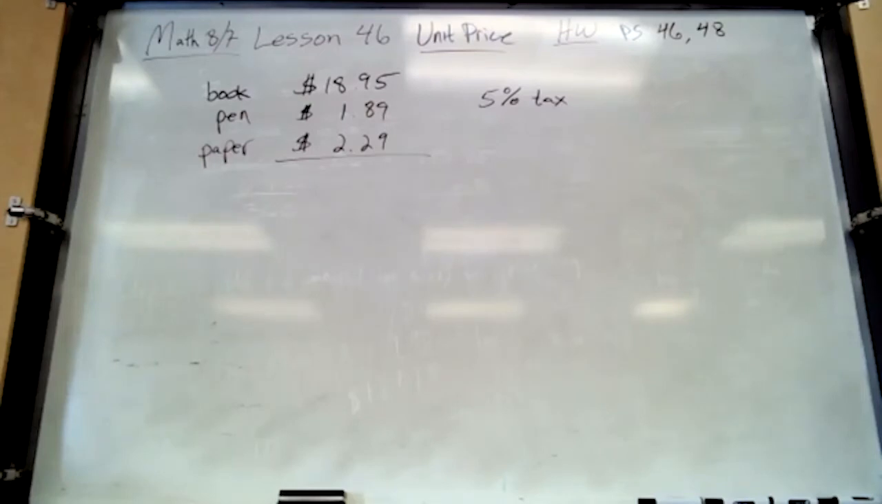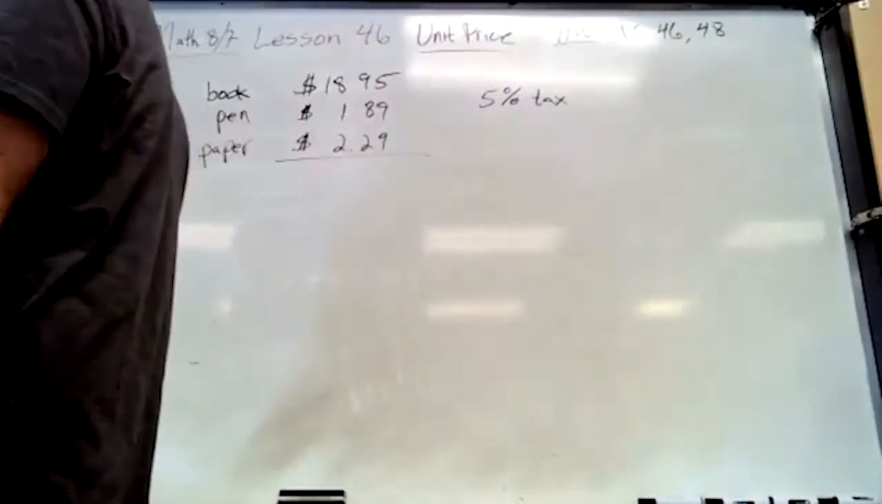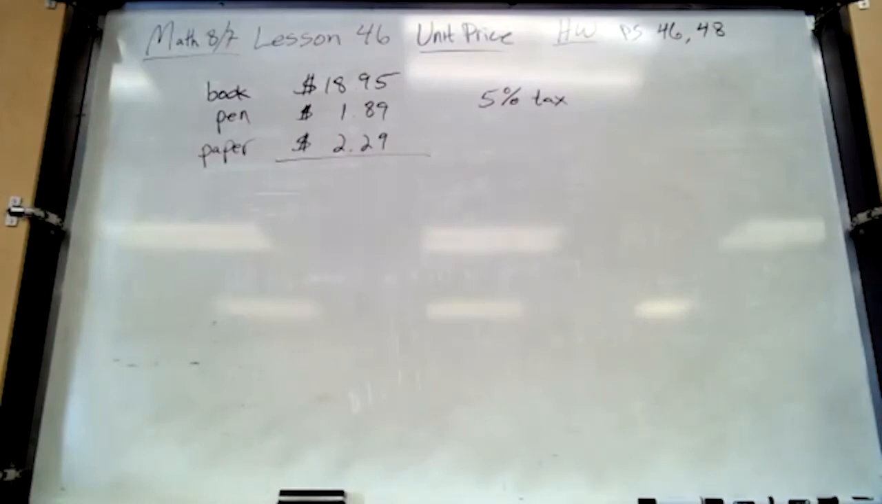Should we make this interesting? I'll give a free problem set to the person who gets this right. Not necessarily the first person. To the person or persons who get this right, I'm going to give you a free problem set. Five percent tax is almost as easy as 10% tax. It's half of 10.